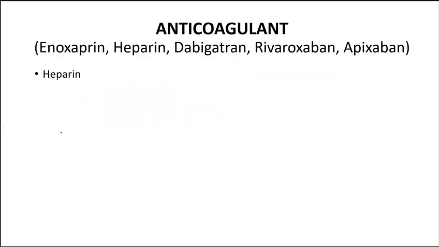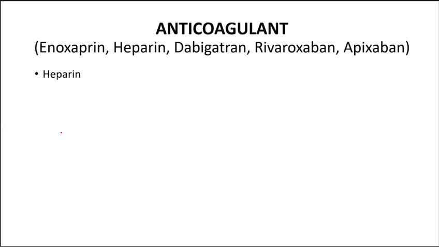Let's look at anticoagulants. There are 2 classes of antithrombotic drugs. One of them is anticoagulants, the other is antiplatelet drugs. We know that anticoagulants slow down clotting, thereby reducing fibrin formation and preventing clots from forming and growing, whereas antiplatelet agents prevent platelets from clumping together, and they also prevent clots from forming and growing.